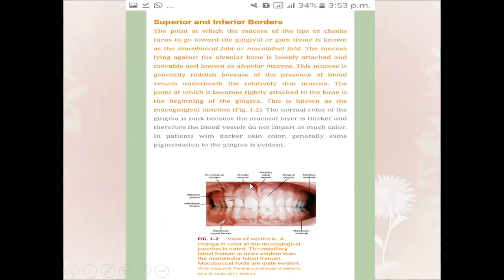This is the mucosa and this is the gingiva. So this demarcation makes the mucogingival junction. The normal color of the gingiva is pink because the mucosal layer is thicker, and therefore the blood vessels do not impart as much color. In patients with darker skin color, generally some pigmentation to the gingiva is evident.